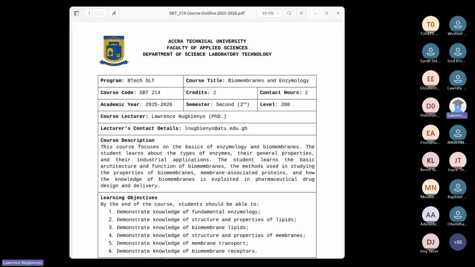I welcome you all to SBT 214, Biomembranes and Enzymology. As the course title suggests, this course is going to be divided into two main parts, which is biomembranes and enzymology. We'll start with enzymology. We will go through some fundamentals of enzymes, and then we'll continue to look at biomembranes. So these are the two major parts in which the course is divided.